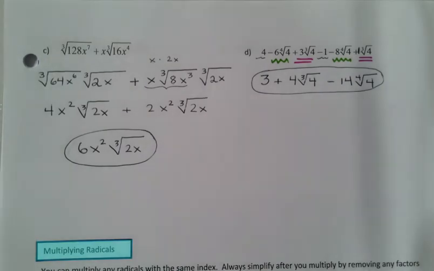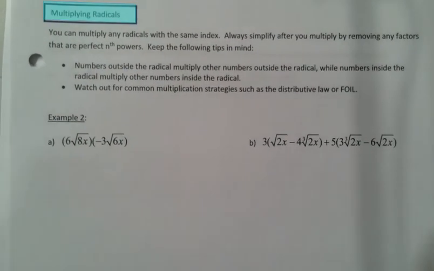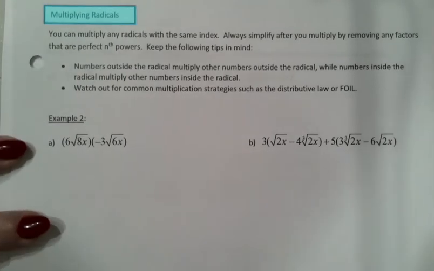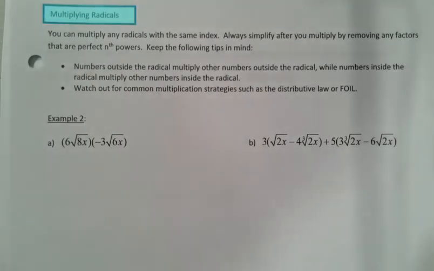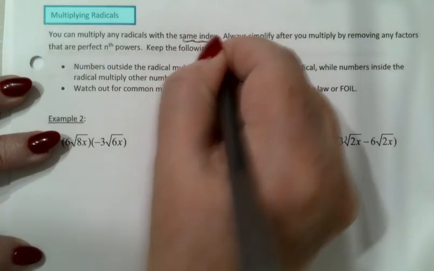All right, so that's adding and subtracting. You have to have like radicals to do it. What about multiplying? Well, it turns out you can actually multiply any radical as long as it has the same index. So no need to worry about the radicands matching, just the index has to match in order to multiply.